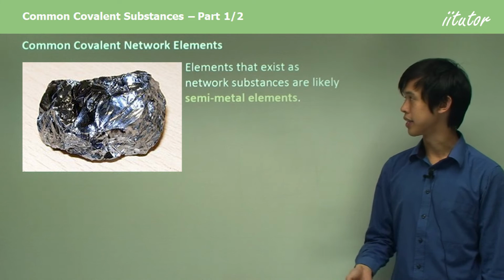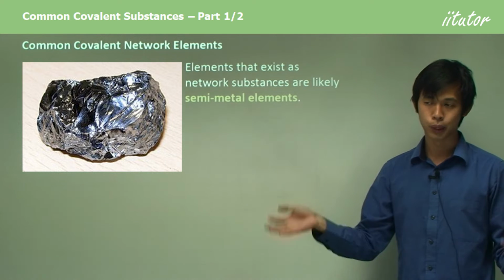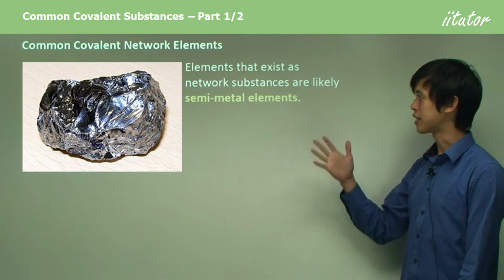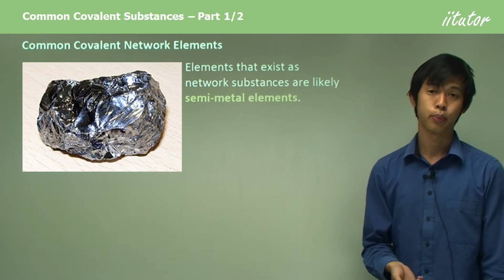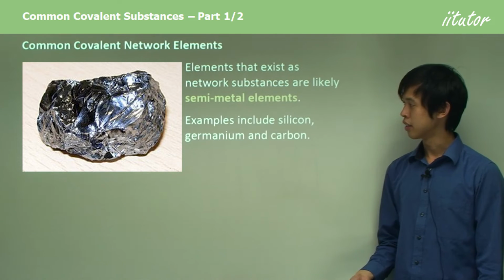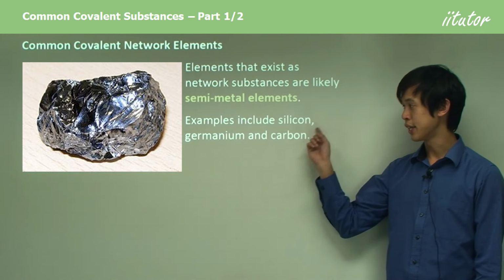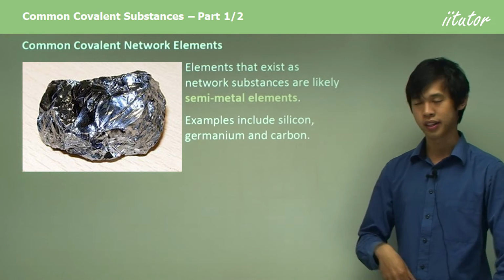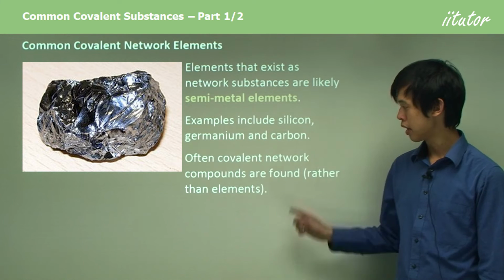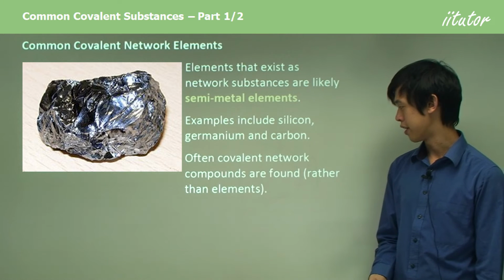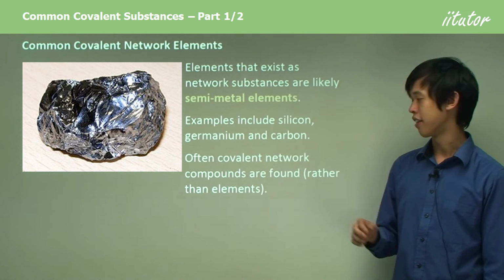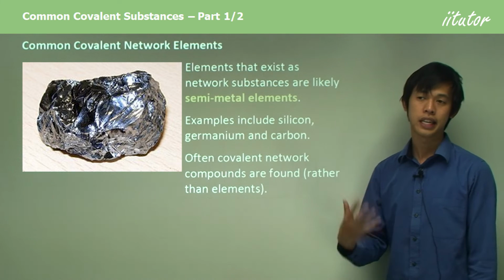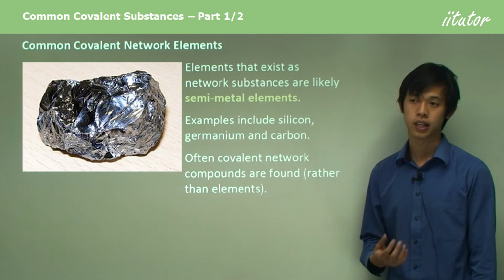So what about covalent network elements? We saw a lot of covalent molecular substances, but what about a covalent network element? Elements that exist as network substances are likely to be semi-metal elements. So you could put things in like silicon, germanium, or carbon. Carbon is not necessarily a semi-metal, but it does act like this as well. Often covalent network compounds are found rather than the covalent network elements. So we more likely find covalent network compounds compared to covalent network elements.